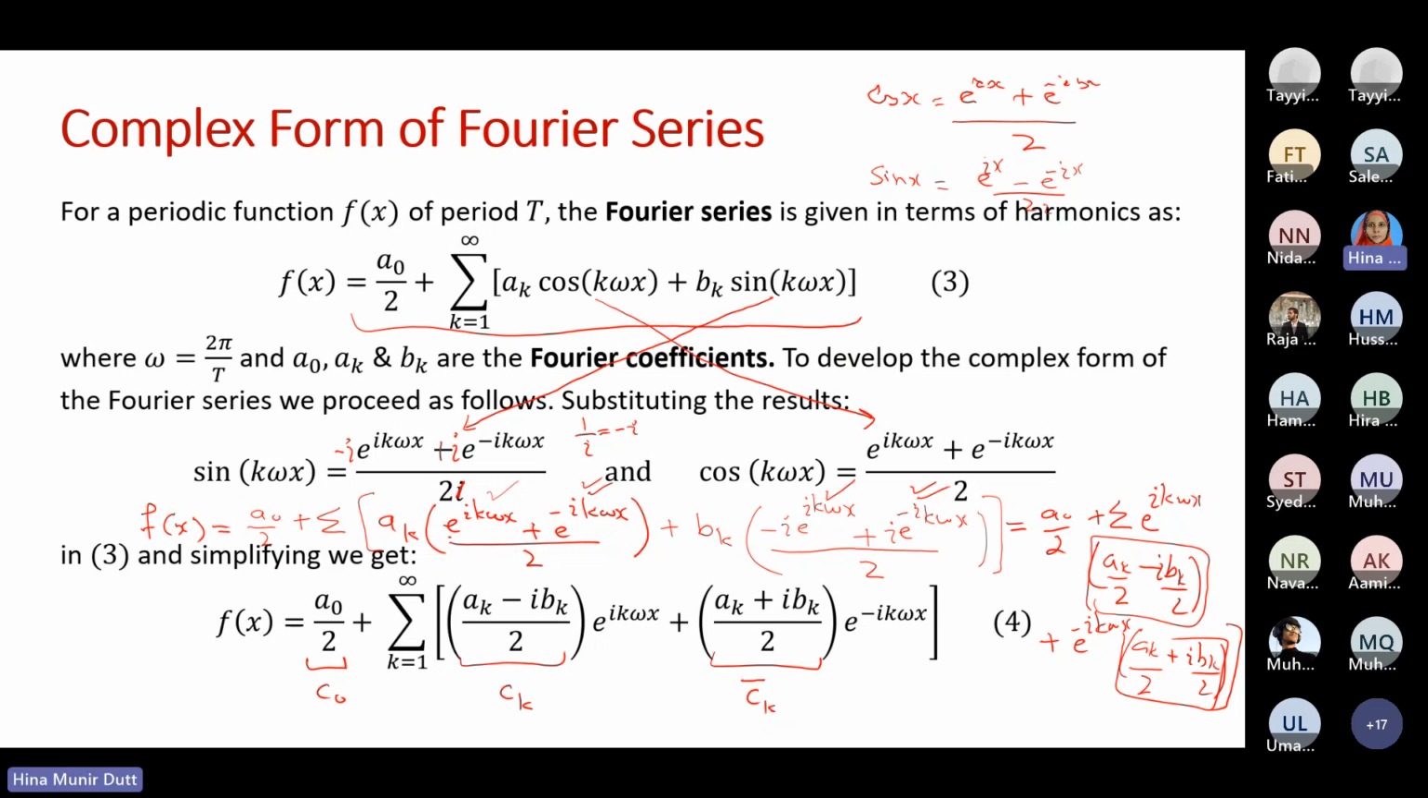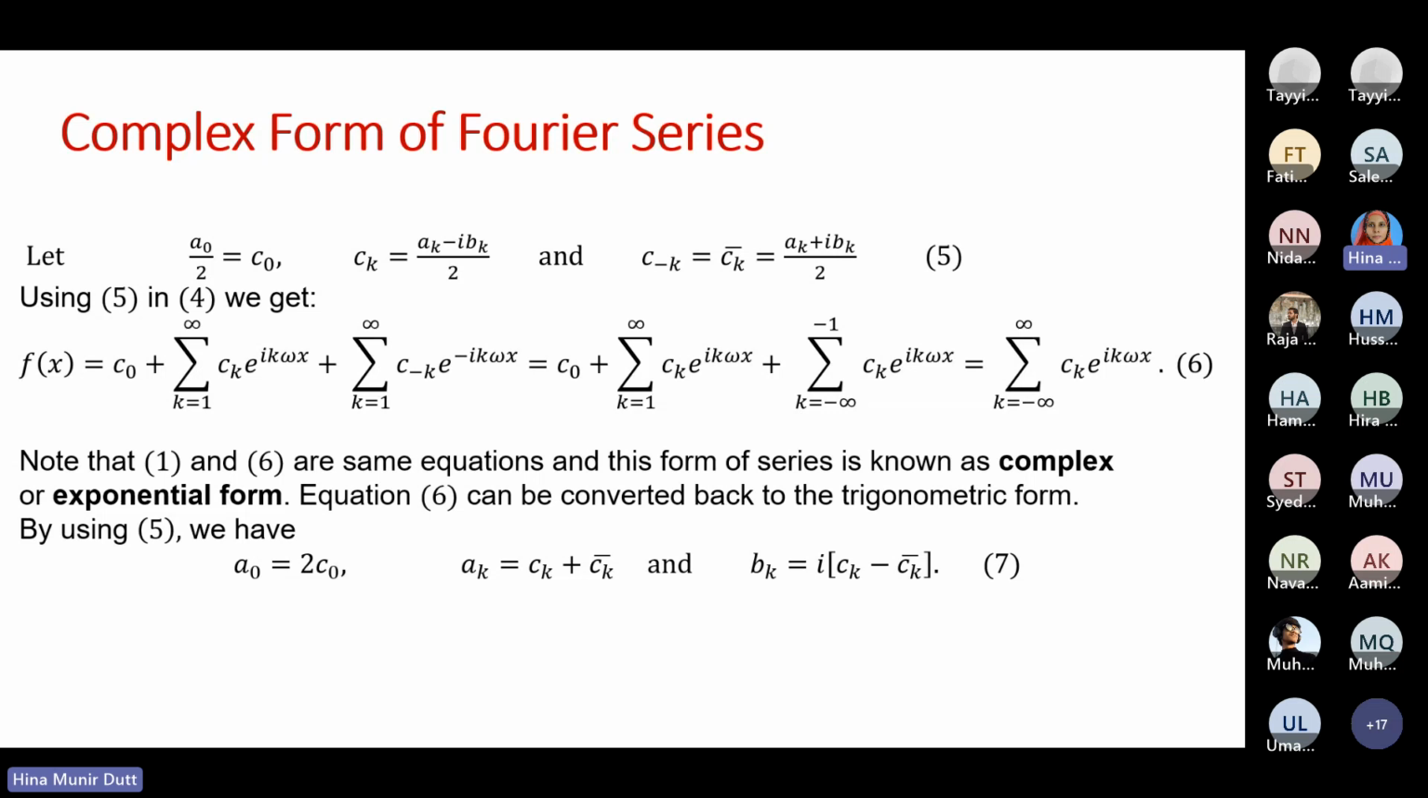I can take it equal to C k conjugate because, as you can see, a k and b k are both real numbers. When I take the conjugate of C k, it becomes a k plus iota b k, which is equal to this. Or you can write it as C minus k. So my series becomes f of x is equal to c naught plus summation c k e to the power iota k omega x plus c minus k e to the power minus iota k omega x. That is this one.